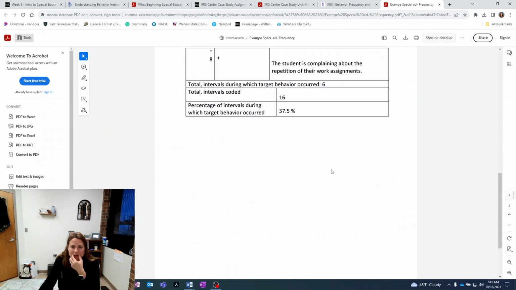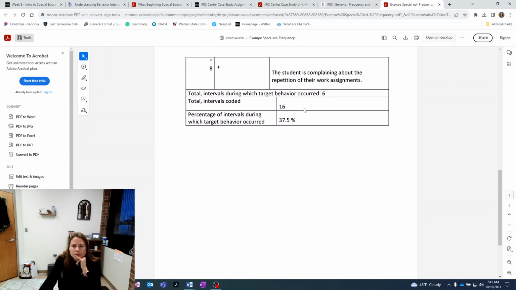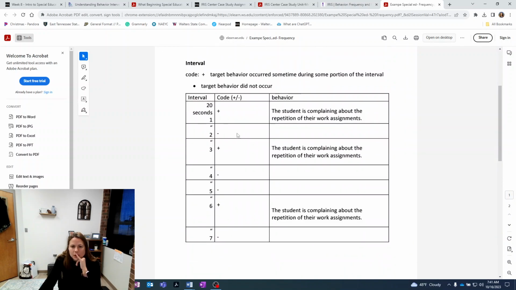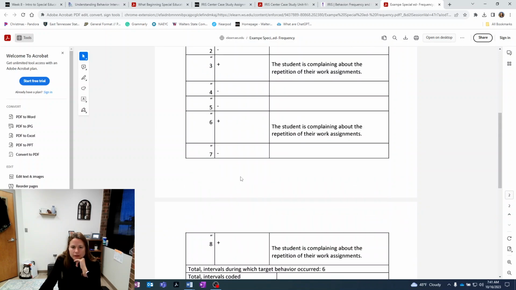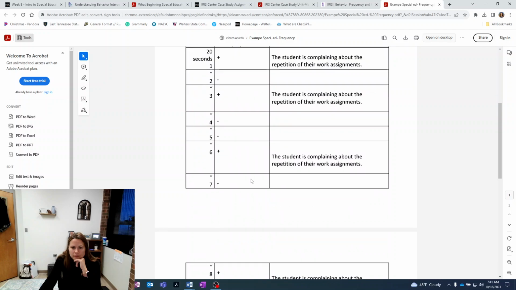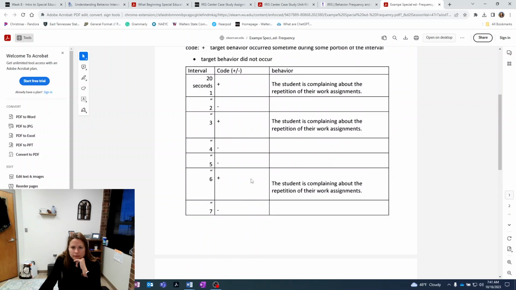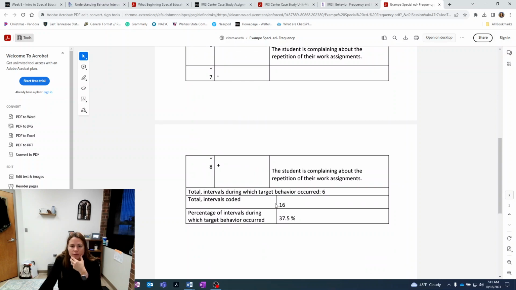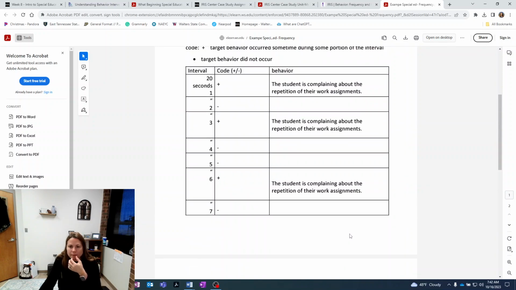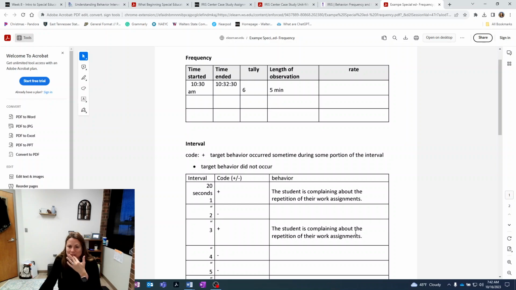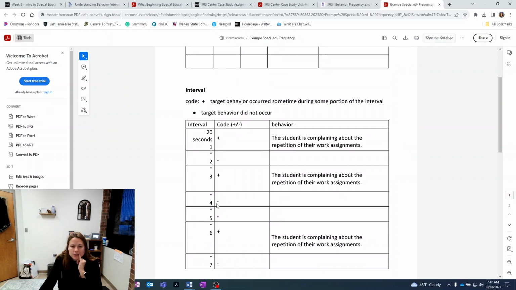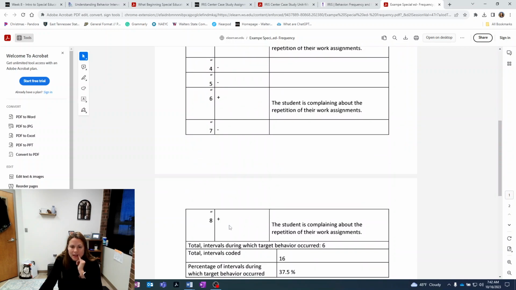Okay. And then you'll see down here the total intervals which recorded the target behavior, 6. So add up how many codes you have that are plus. 1, 2, 3, 4, 5, 6. Okay. Intervals recorded, 16. Percentage of intervals during which target behavior occurred is 37.5. Okay. This is an example of one of the ways that you could do it. It's up to you. Remember, when you're doing the target behavior, you have to do it for the time that you were allowed. That's important when you're doing this.